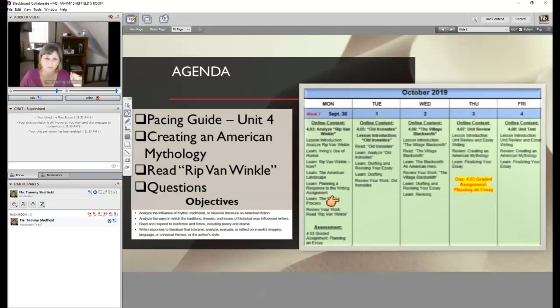So today, actually Monday, when the kids come into class, they are going to see this slide right here. It is going to tell them our agenda. We're going to work on creating an American mythology, read Rip Van Winkle, and then always at the end of class, I have time for questions, and then I always have our standards-based objectives listed for them as well.